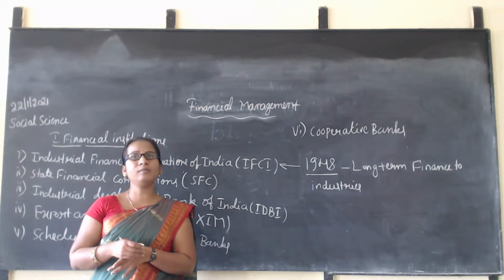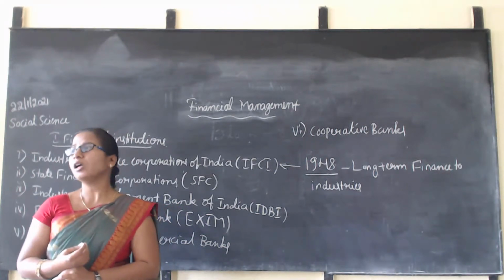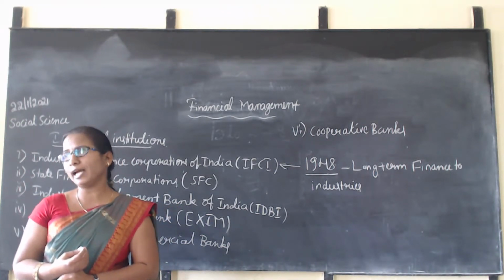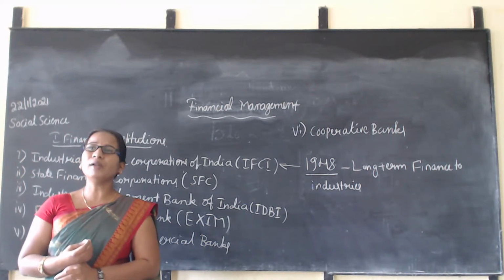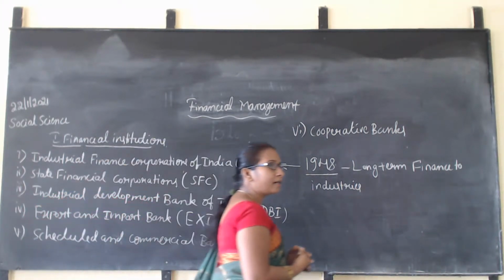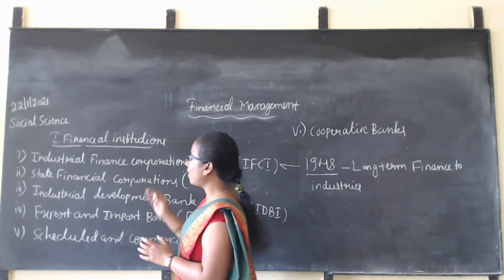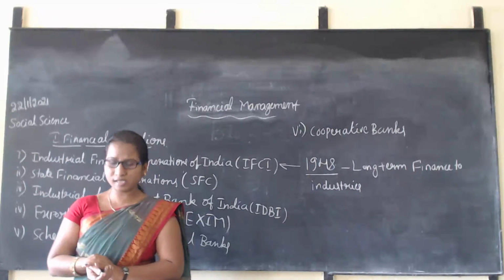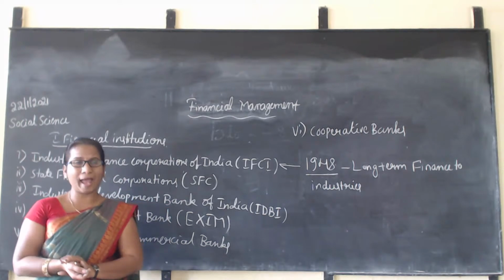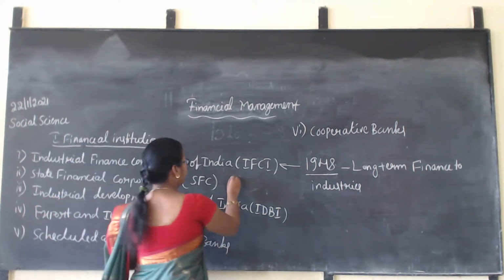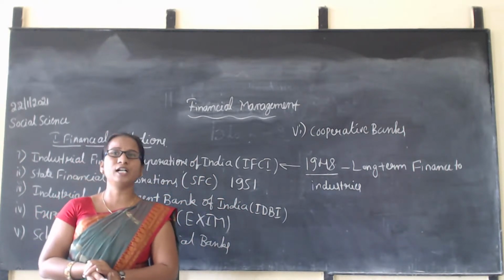State level means, how many states do we have in India? You know very well. Yes, how many are there? 29 states. And how many union territories are there? 7. So when we have states, the states get loans from these institutions, the State Financial Corporation. This act was passed in the year 1951, and it applies except for Jammu and Kashmir.